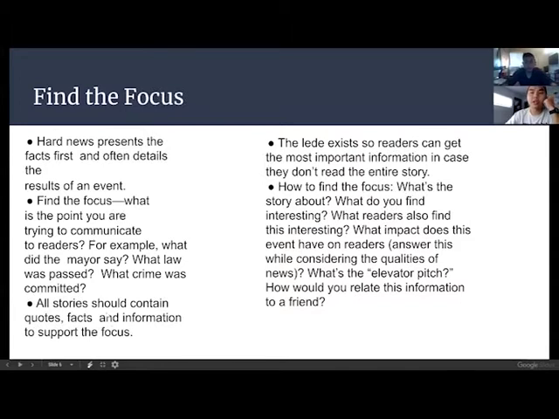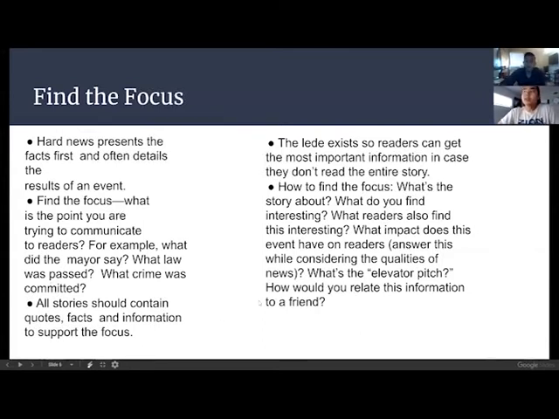All stories should contain quotes, facts, and information to support the focus. So if you have a story about the block schedule, you should go get quotes from students, from parents, from teachers, from admin.